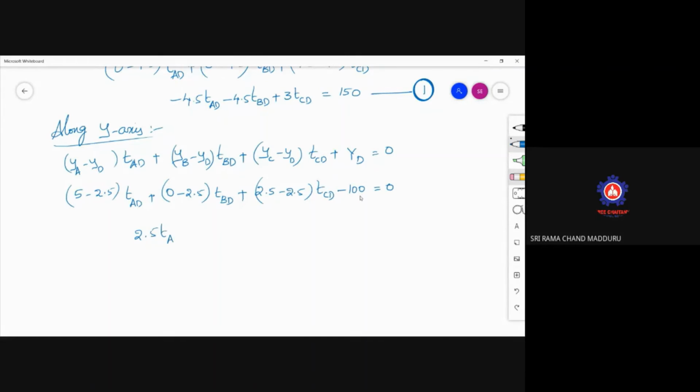2.5 into TAD, minus 2.5 into TBD, plus 0 into TCD is equal to 100. This is equation 2.